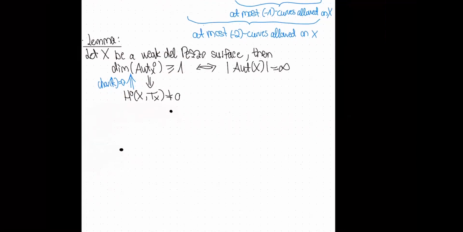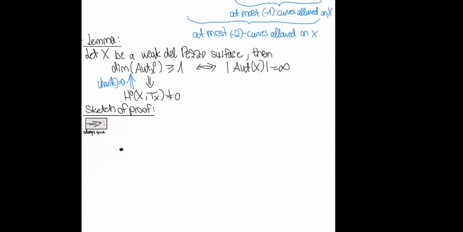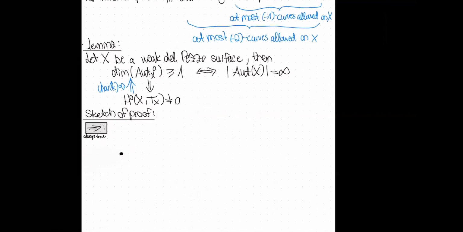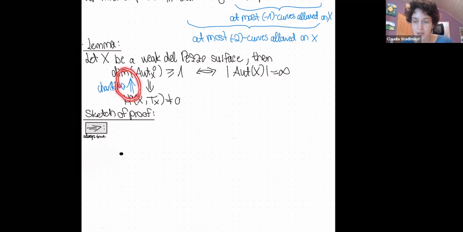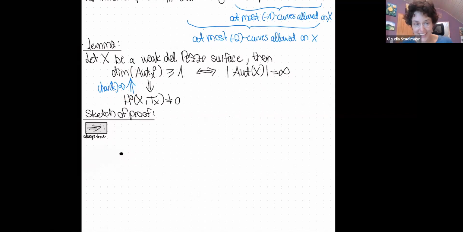Okay, and let me now sketch to you the proof of this lemma. Sorry, so your point is that for finite characteristic, it's not correct. Yes, exactly. For finite characteristic, this implication is not correct because there can be weak del Pezzo surfaces, which we're going to see in my last slide of this talk, which have global vector fields, but whose connected automorphism group is finite. So that can occur, and you're going to see an example of that.